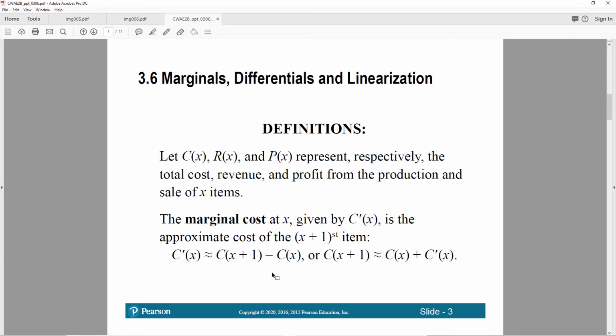So, definitions. Let C(x), R(x), and P(x) represent the cost, revenue, and profit from production and sale of x items. The marginal cost, given by C prime of x, is the approximate cost of the x plus 1 item. And this gives you an approximate way of looking at the function here. C prime of x is really the differential between the two, the cost between one item, x plus 1, and x items.